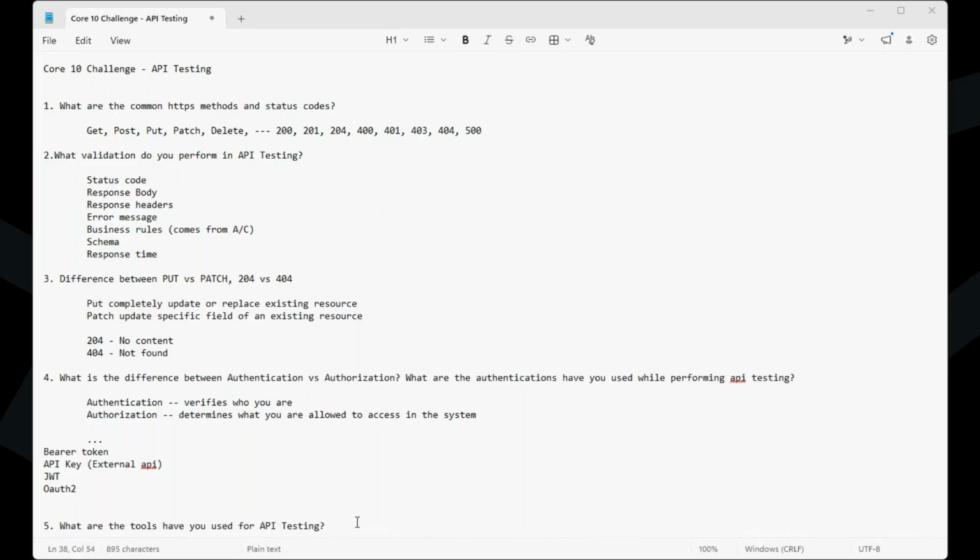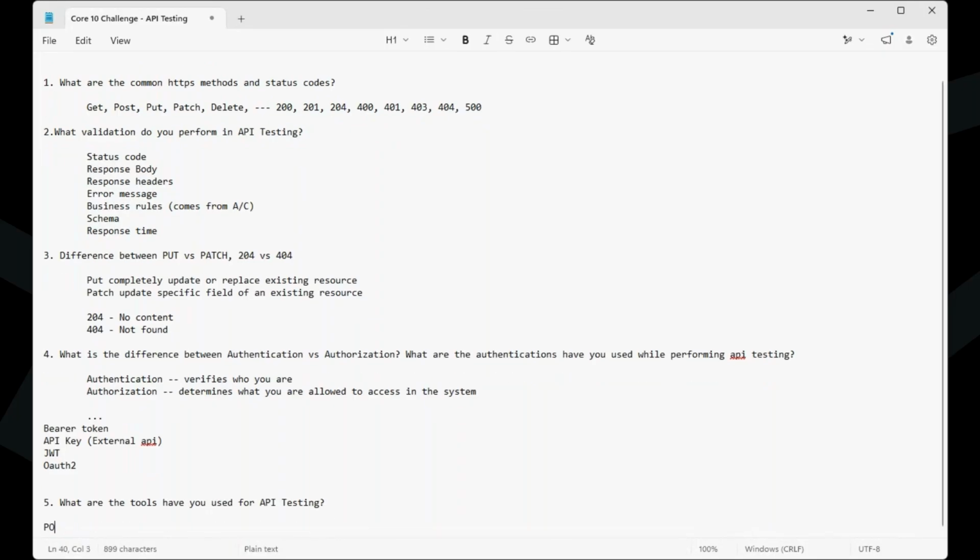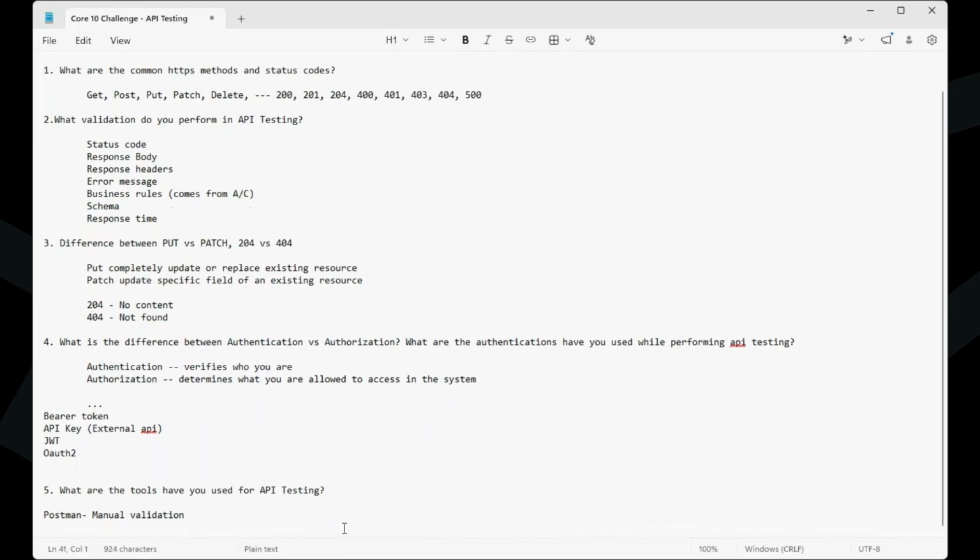Think about it. I think you are thinking like that. You are correct. You know this, right? Postman, a very common API testing tool. So we actually use it for manual validation, right? And then what? Swagger. Swagger actually for API documentation.